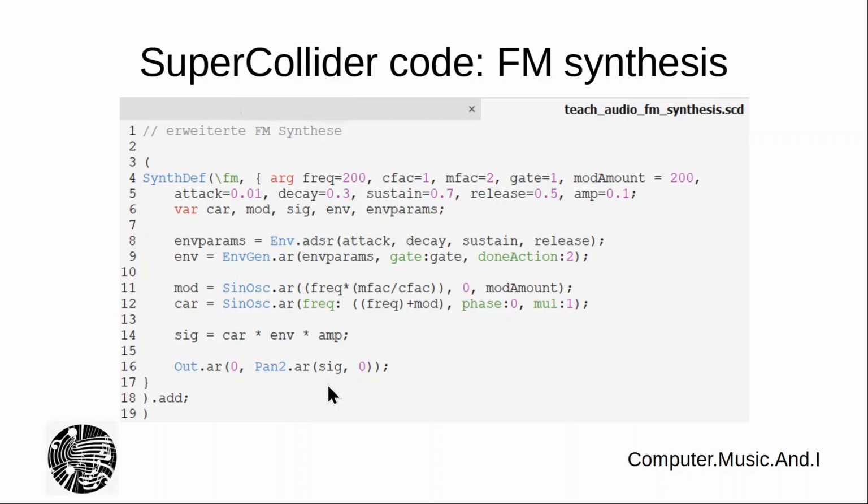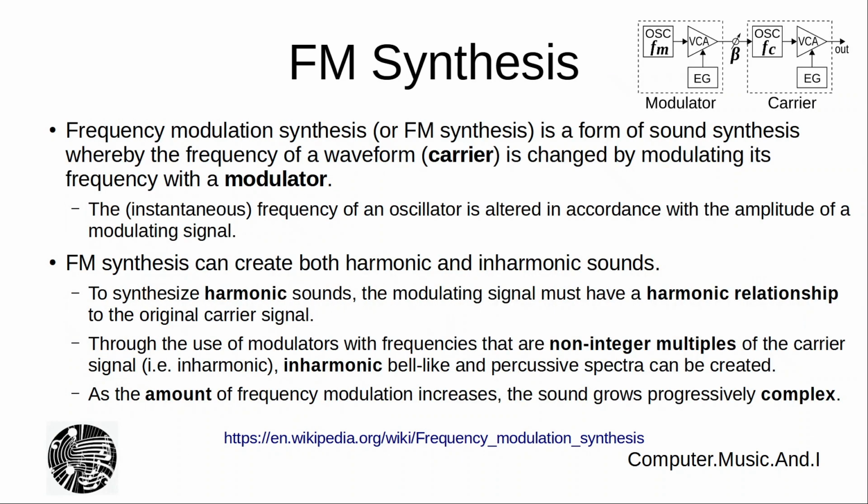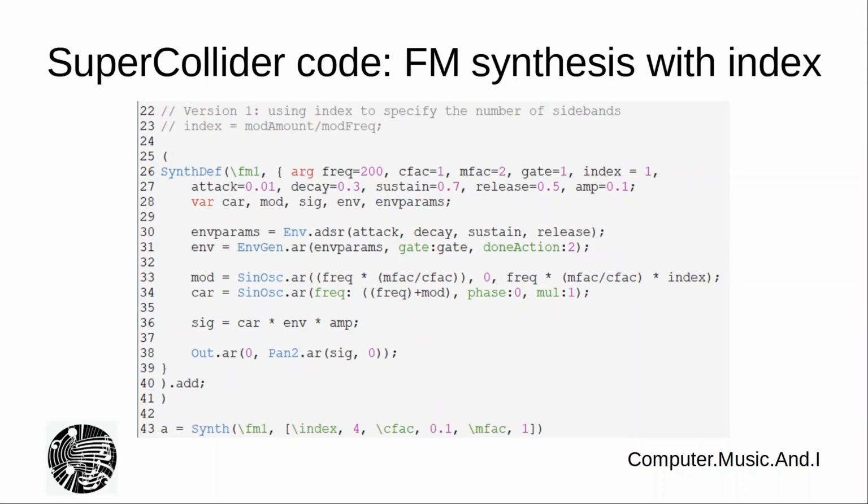Now, while this is working and it's really sounding very nice, it's still not quite the same that we find here with this approach and this approach, because usually you have another factor which is called the index. The index is defined to be the relation between the mod amount and the mod frequency. And index is a number, and this number loosely corresponds to the amount of spectra we are going to generate, or sidebands that we are generating.